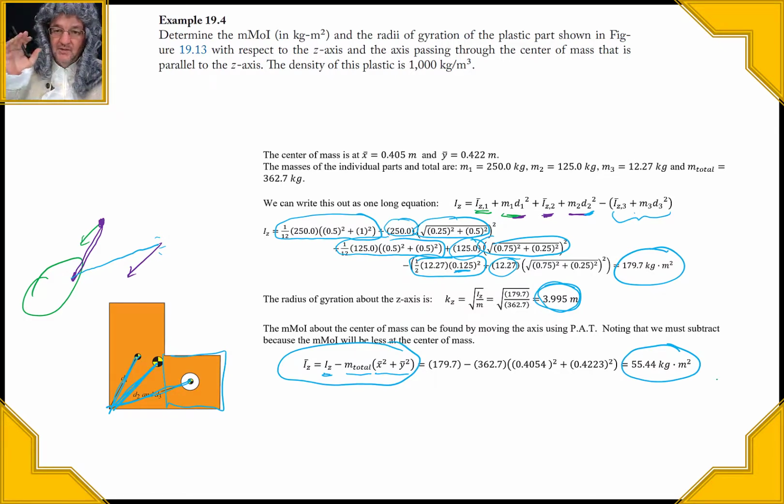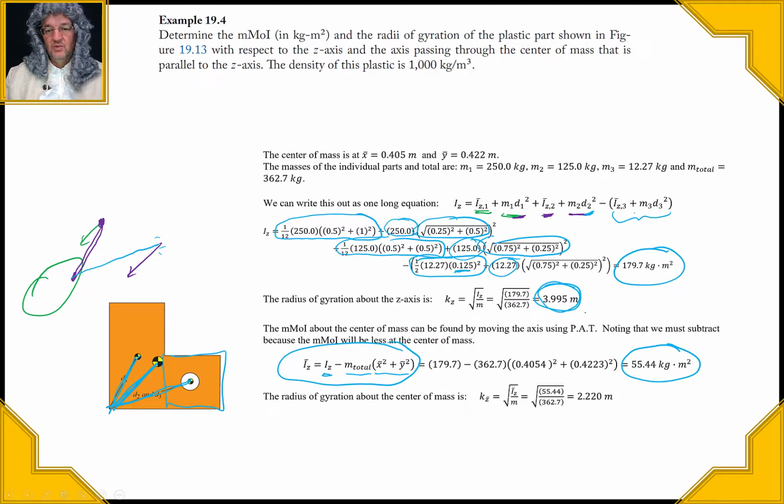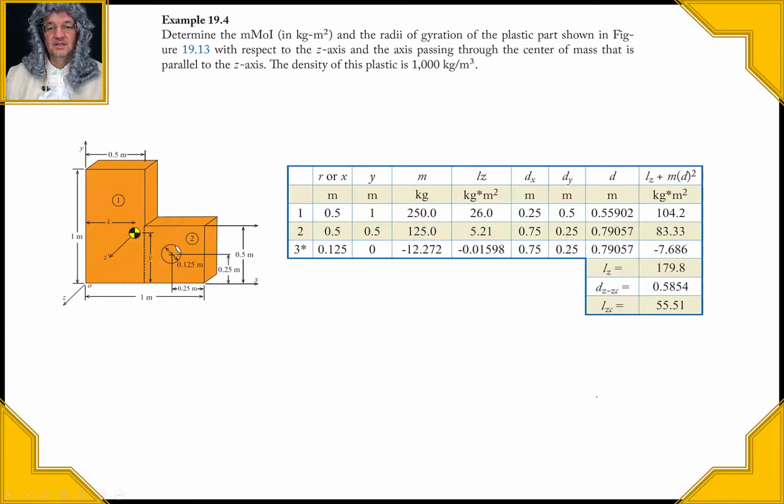The units are mass times a distance squared, so in U.S. units it would be slug feet squared. And then for the radius of gyration, we can see that it's going to be smaller here for something that's about the center of mass.